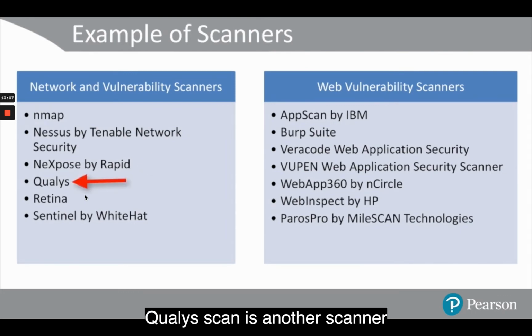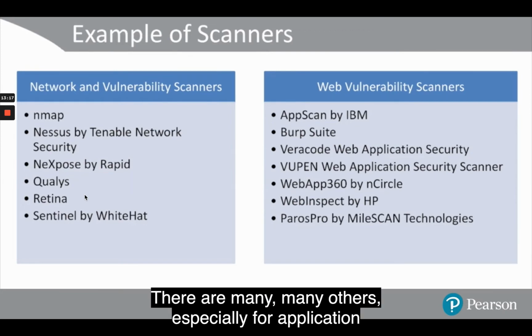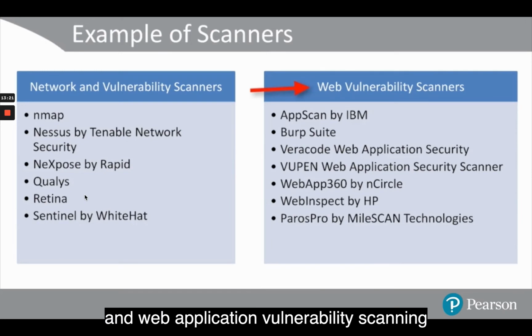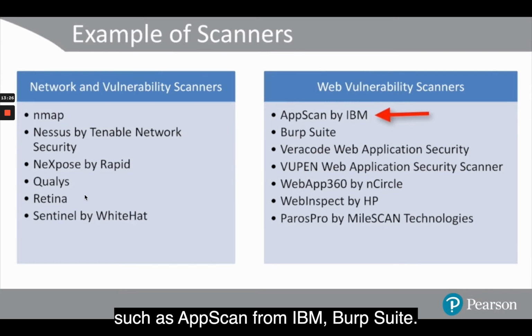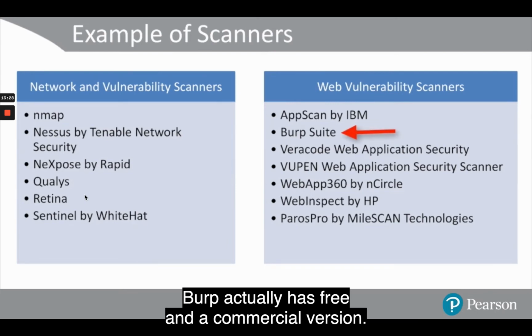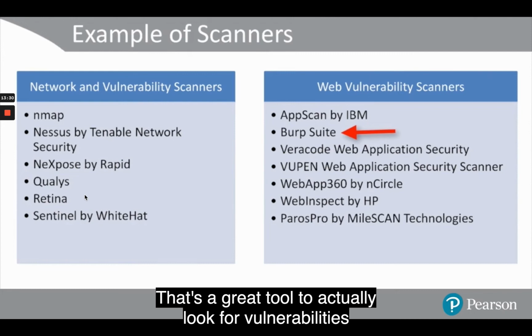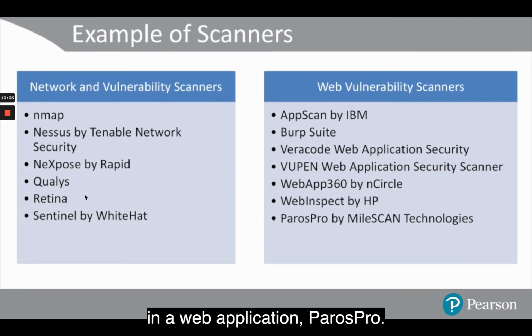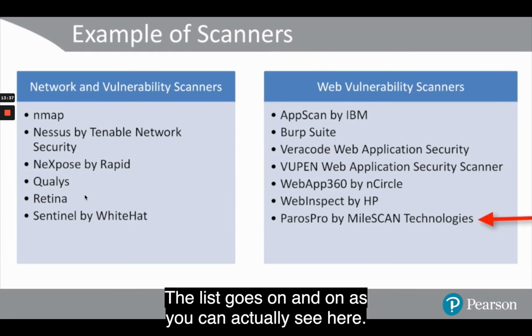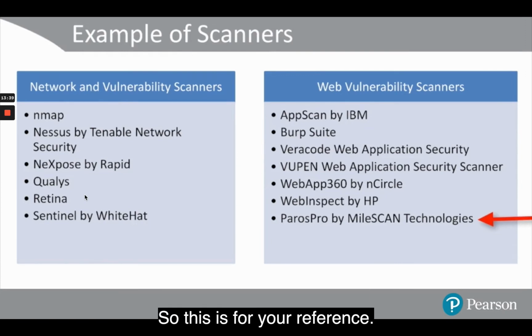QualysGuard is another scanner that also includes web application scanning. It's developed by Qualys. There are many others, especially for application and web application vulnerability scanning, such as AppScan from IBM and Burp Suite. Burp actually has a free and a commercial version. That's a great tool to look for vulnerabilities in a web application. Paros Proxy, the list goes on and on, as you can see here. So this is for your reference.